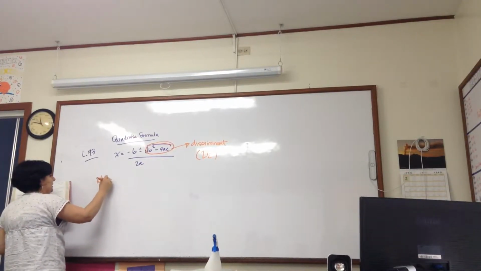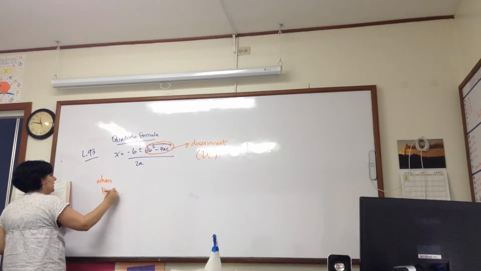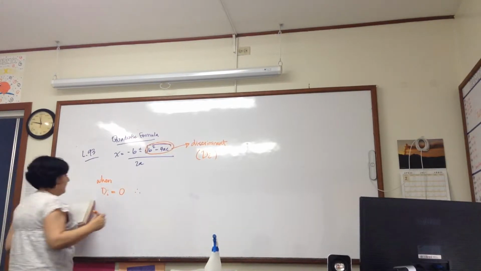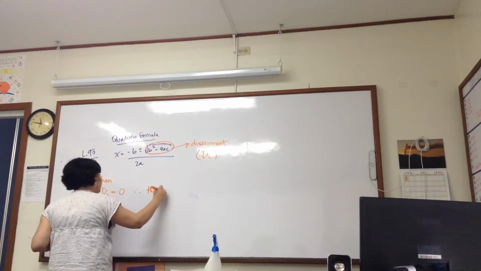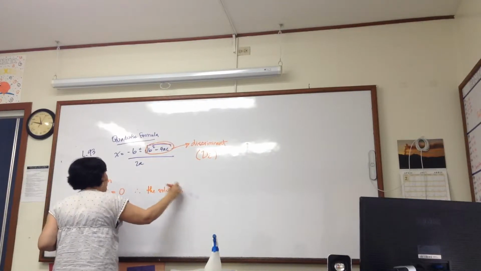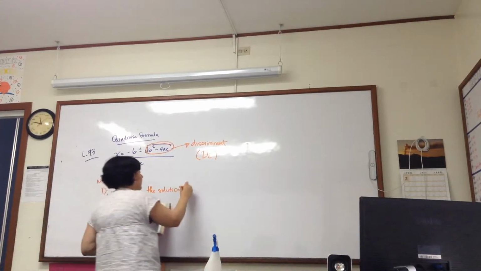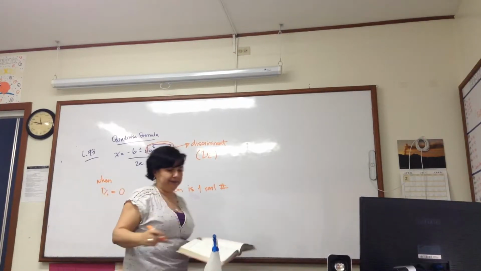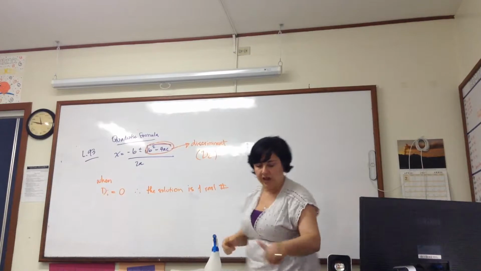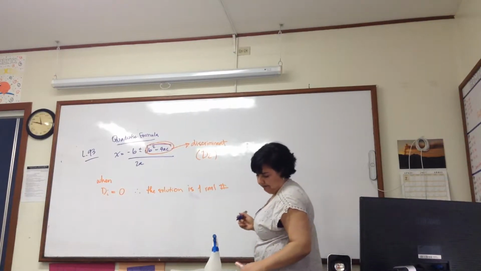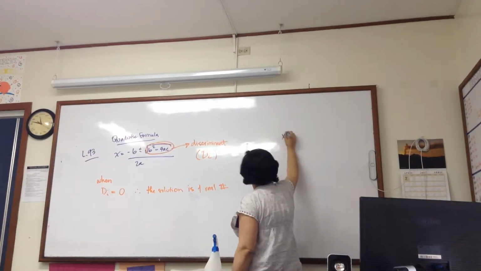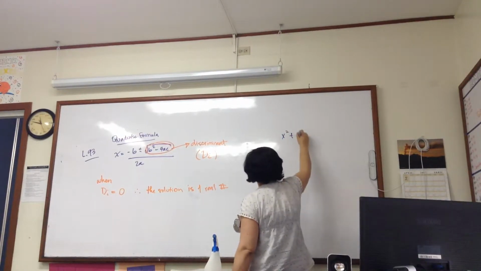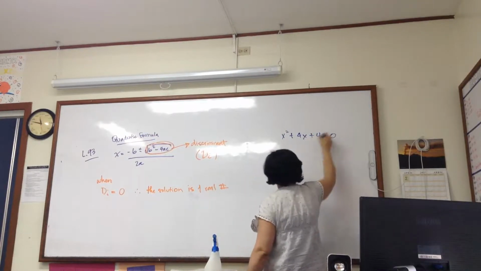When D_i equals 0, it means the solution to the problem is one real number. Let's see why. Let's say that we have x squared plus 4x plus 4 equal to 0.